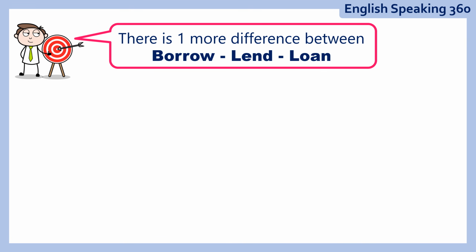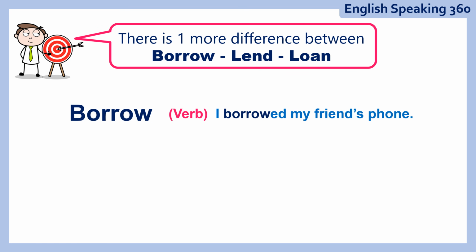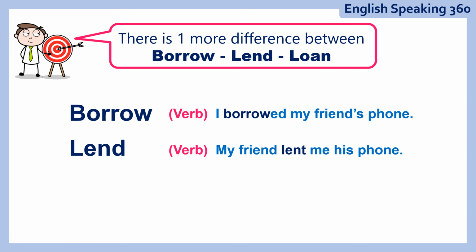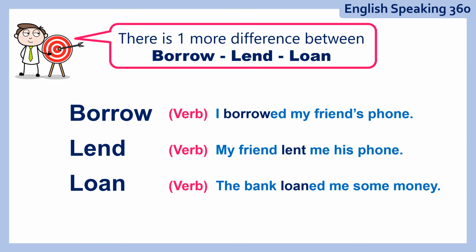There is one more difference between borrow, lend, and loan. Here it is. Borrow is a verb. I borrowed my friend's phone. Lend is also a verb. My friend lent me his phone. Loan is a verb too. The bank loaned me some money. However, loan is also a noun. And this is a key difference because borrow and lend are not nouns, but loan is also a noun.